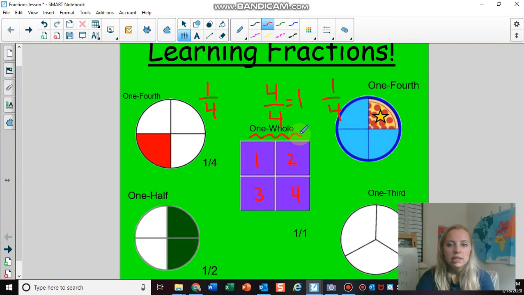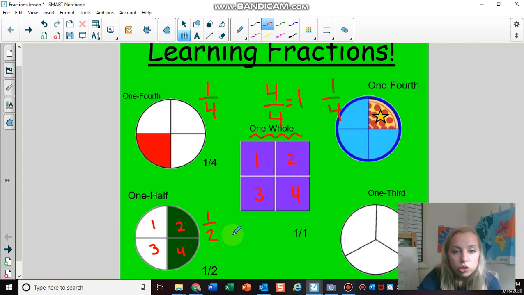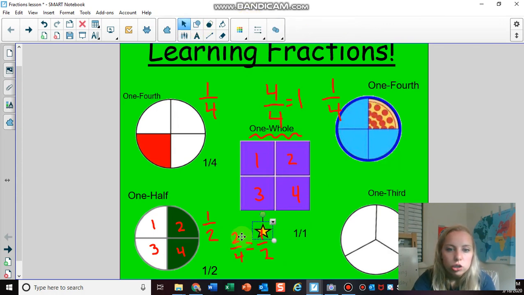Okay? Now, as you can see down here, this shape is also cut into 1, 2, 3, 4 equal parts. But it says that I have 1/2. That's because 2/4 is equal to 1/2. Let me repeat that again with my star tool. 2/4 is equal to 1/2. 1/2 is equal to 1/2.